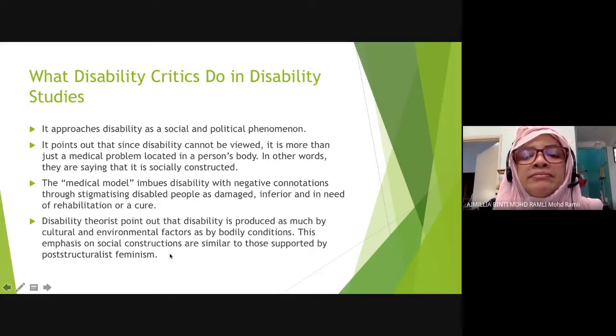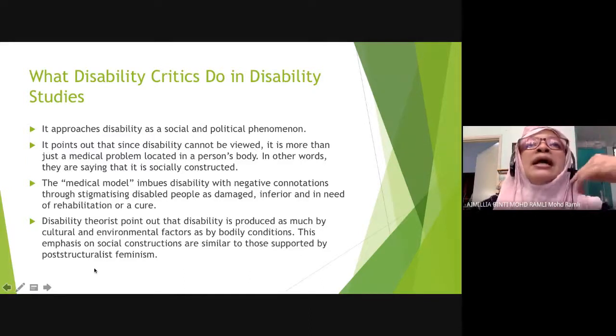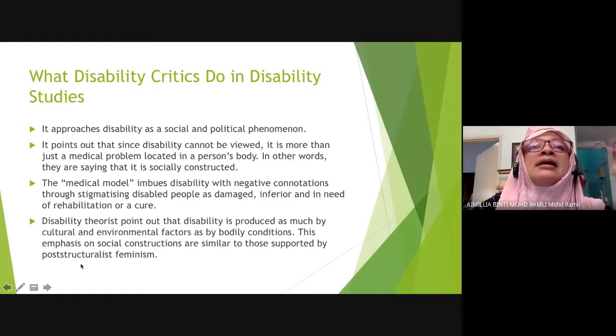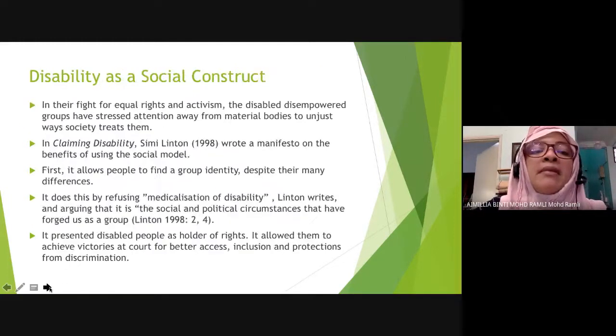So this is their idea. They want to socially deconstruct. They don't want to construct it. They want to deconstruct, destroy society's bias and stigmatizing of disabled people. In their fight for equal rights and activism, disempowered groups have shifted attention away from material bodies to the unjust ways society treats them. In claiming disability, Simi Linton wrote a manifesto on the benefits of using the social model. Linton is also somebody who is disabled. So she wrote a manifesto on the benefits of using the social model of disability.